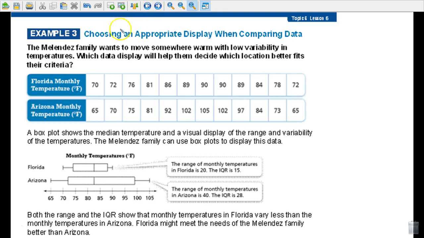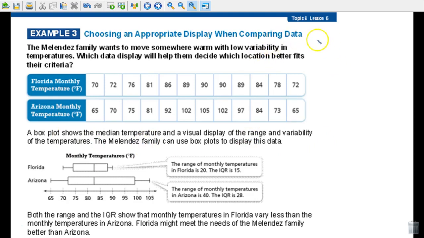Example 3, choosing an appropriate display when comparing data. The Melendez family wants to move somewhere warm with low variability in temperatures. Which data display will help them decide which location better fits their criteria? So we have all the temperatures for Florida, we have all the temperatures for Arizona, okay? So a box plot shows the median temperature and a visual display of the range and variability of the temperatures. The Melendez family can use box plots to display this data. So we're looking for range, we're looking for IQR because we're talking about variability.